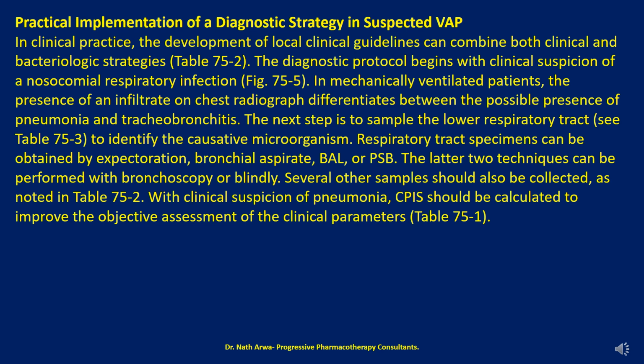Respiratory tract specimens can be obtained by expectoration, bronchial aspirate, BAL, or PSB. The latter two techniques can be performed with bronchoscopy or blindly. Several other samples should also be collected, as noted in Table 75-2. With clinical suspicion of pneumonia, clinical pulmonary infection score should be calculated to improve the objective assessment of the clinical parameters, as shown in Table 75-1.